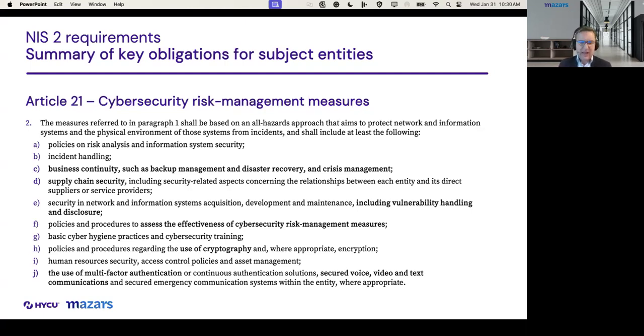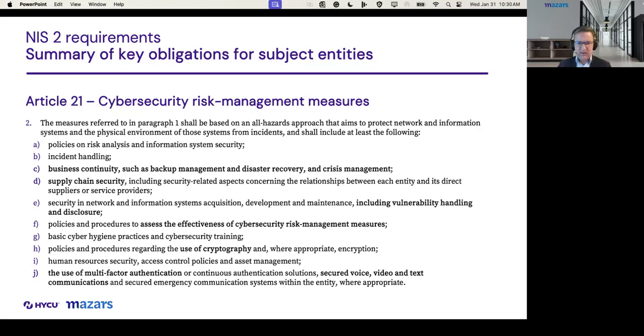Then it's incident handling. It needs to be taken care of because we want you to be able to respond to an incident when it occurs. Business continuity, such as backup management, disaster recovery, crisis management. This is all critical because the main idea is obviously resilience, making sure that the companies can operate even when under attack or where security issues are arising.